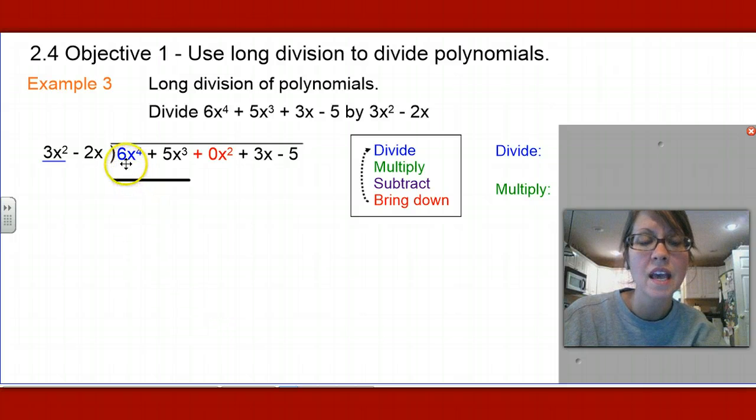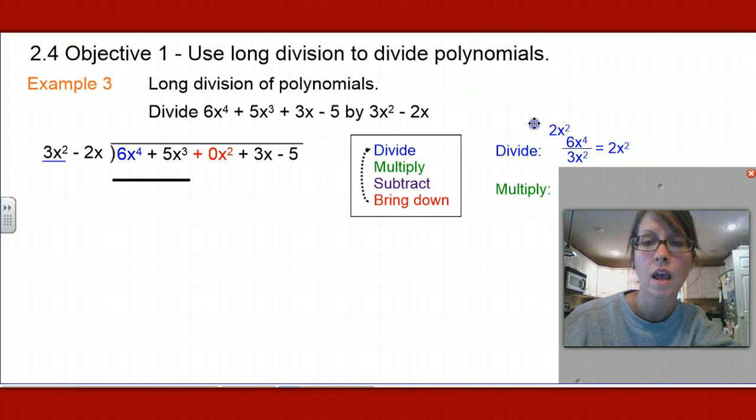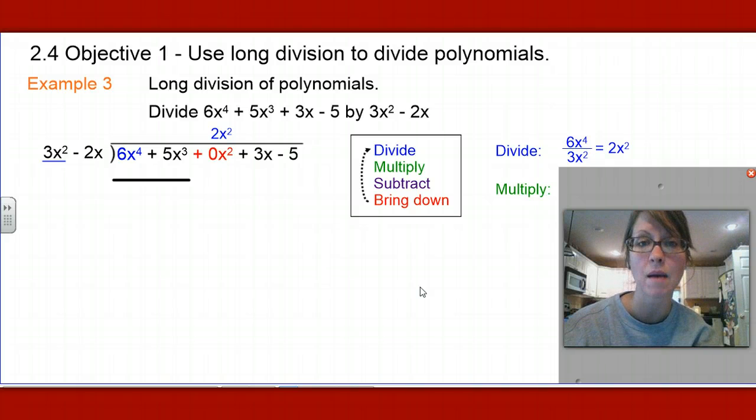Remember, divide, we take the first term inside and divide it by the first term outside. Okay, so over here I've shown, and it's fine to have some scrap work somewhere, 6x to the 4th divided by 3x squared is 2x squared. And so you're going to take the 2x squared and put it on top, and it has to go in the like term column. So we see right off the bat, if we didn't have that 0x squared in there, we wouldn't have a column to put this in. Okay, and I'll show you another thing that will come along here in a minute. So that's the divide step.